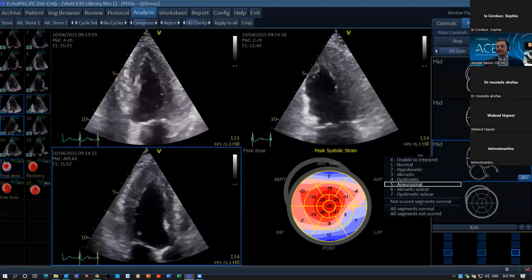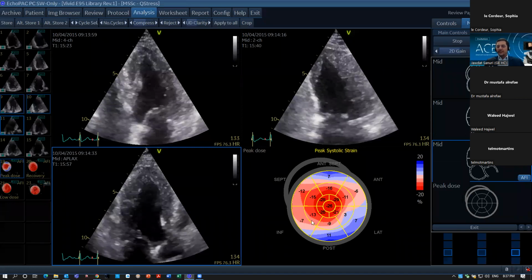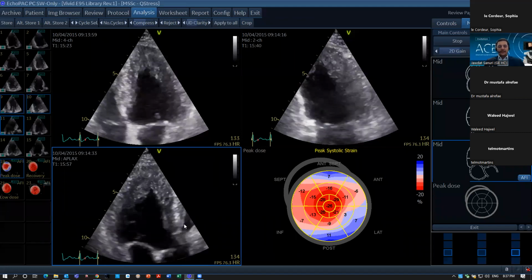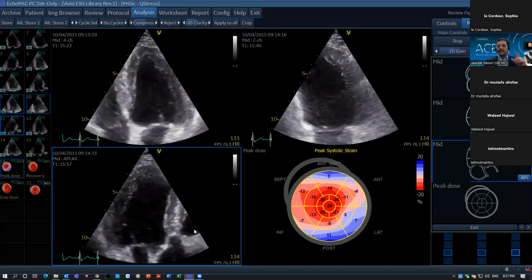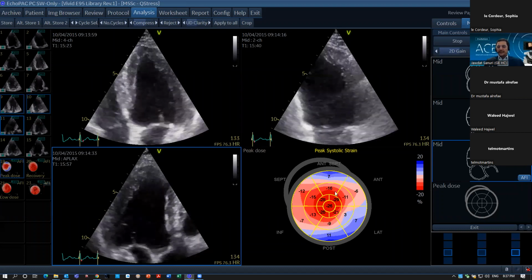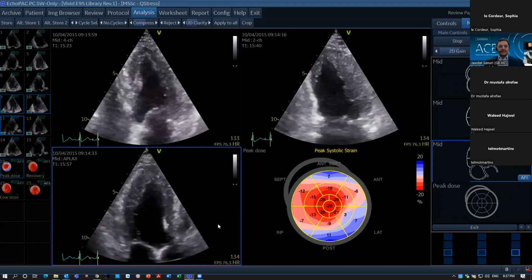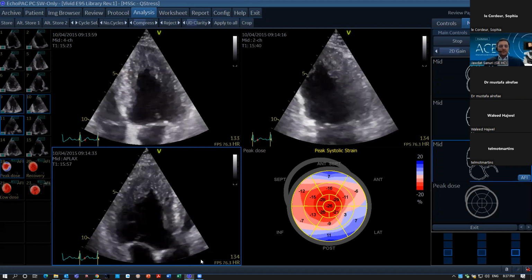Here, the only difference is that instead of having to do the wall scoring and the bullseye manually, you simply do the AFI and you get more strain-informed, longitudinal contractility-informed data rather than subjective data, which can also vary from one user to another.